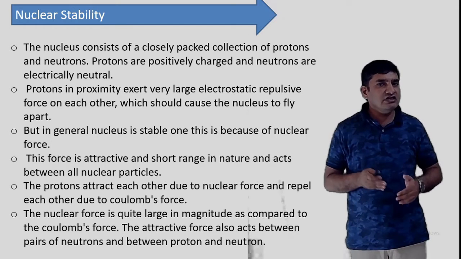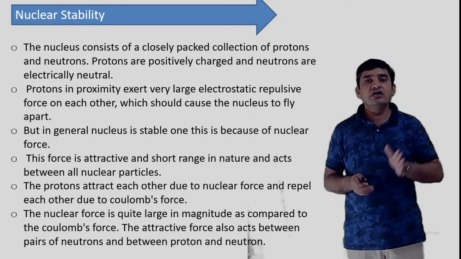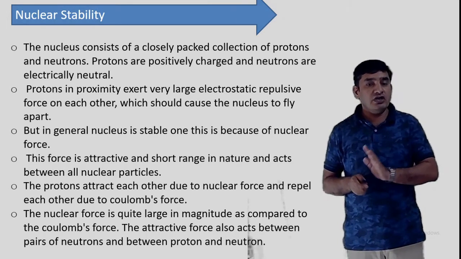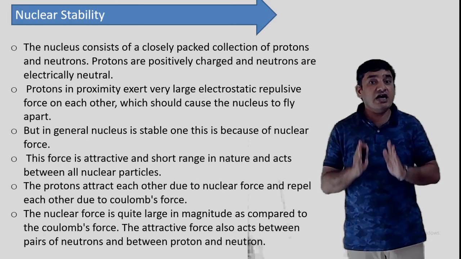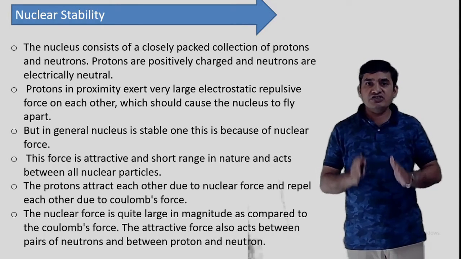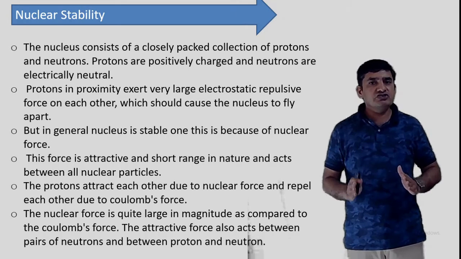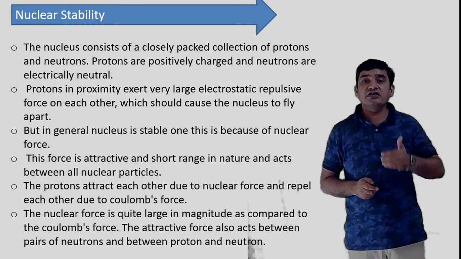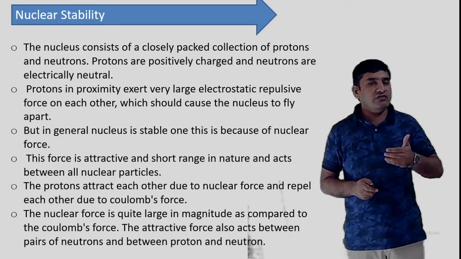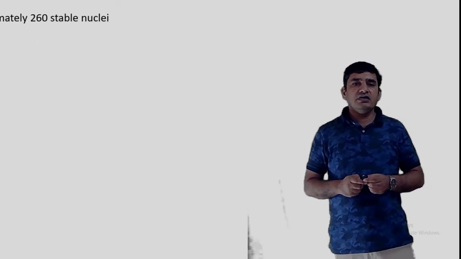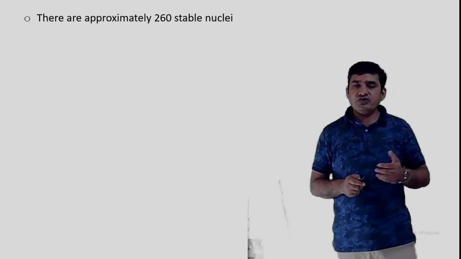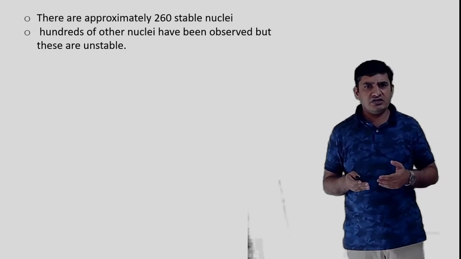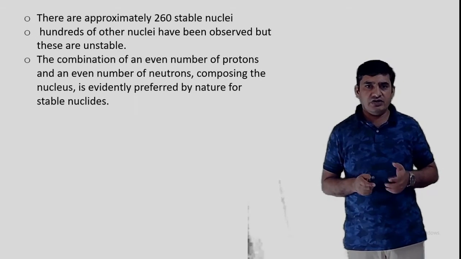The nuclear force is an attractive force between proton and neutron, and neutron and neutron. This force is charge independent. It is an attractive, short range force, and it is quite a bit larger than the Coulomb force. There are approximately 260 stable nuclei and about 100 unstable nuclei observed.